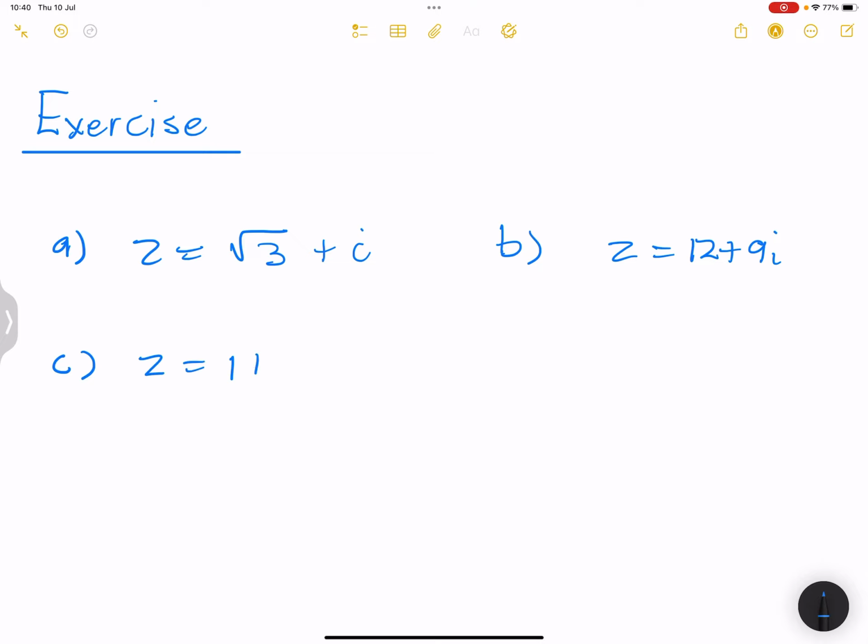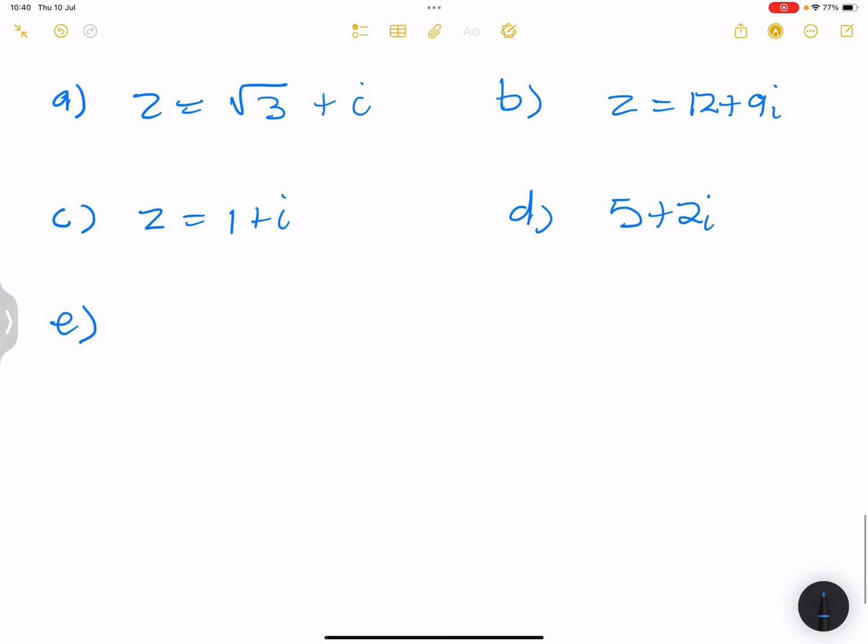So we'll round off where necessary. So let's write down the complex numbers. A: square root of 3 plus i. Let's take another one. B: z is equal to 12 plus 9i. C: z is equal to 1 plus i. And D: let's take 5 plus 2i.